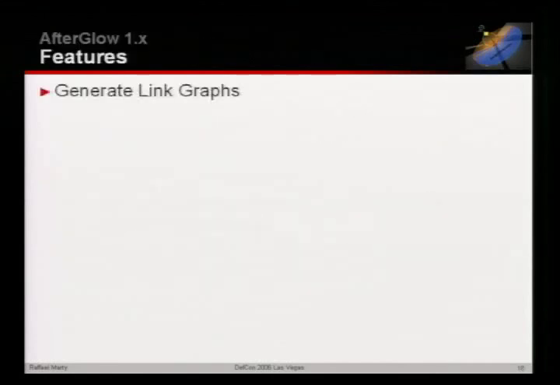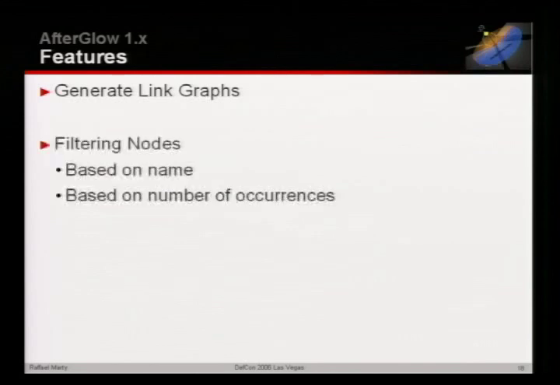So what are some of the features of Afterglow? Well, it generates link graphs. Then what you can do is you can filter nodes. Well, you can say, I can do that with grep -v. Yes, you can, but it's a little nicer to actually configure it in Afterglow. And what you can do is you can either do it on the name, so I can say, I don't want to see any node that contains Windows, let's say. Or you can say, based on the number of times that node was seen, I only want to see nodes that have been seen more than 10 times or more than 100 times or something. So you can kind of filter noise out.